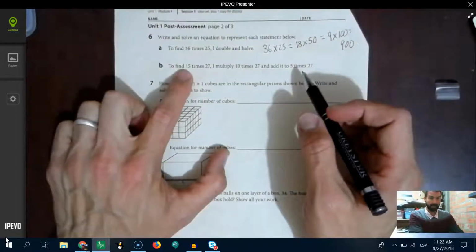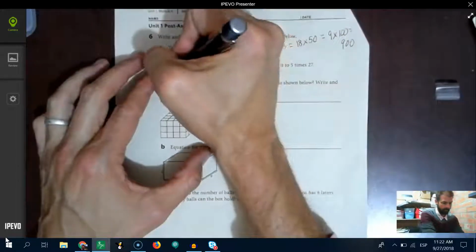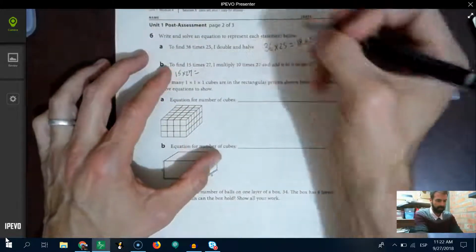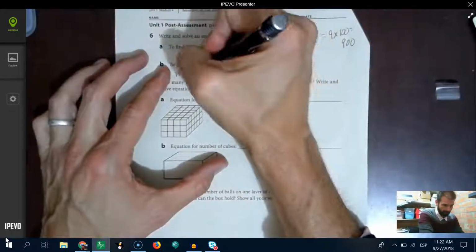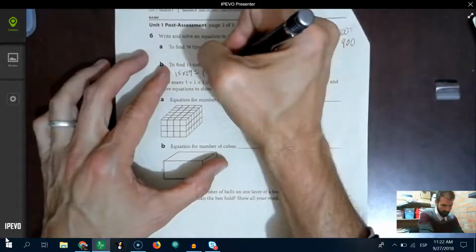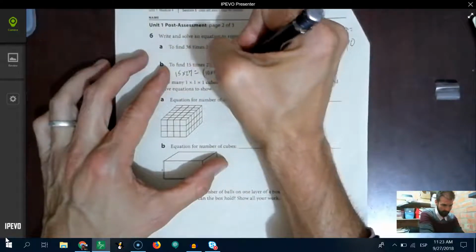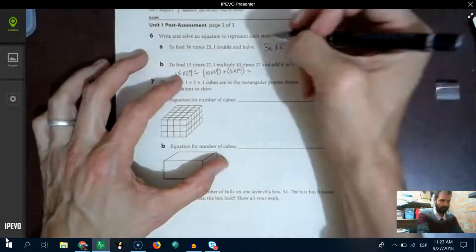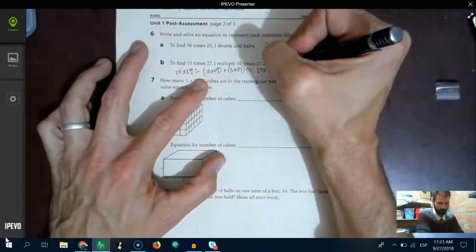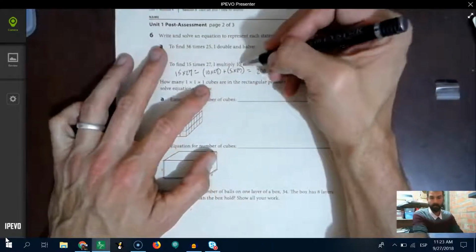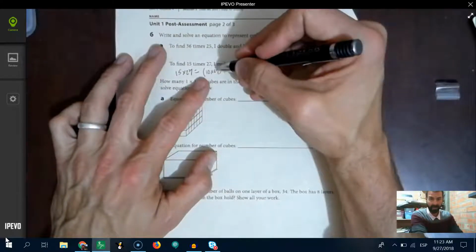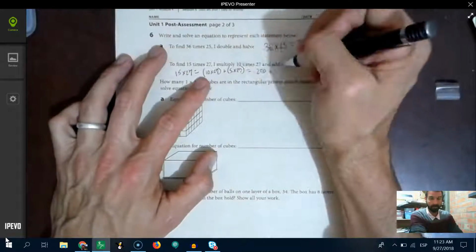To find 15 times 27, I multiply 10 times 27 and add it to 5 times 27. So that would look like 270, because that's 10 times 27, plus, I don't have to do much to figure out 5 times 27, because I understand relationships, and I understand 5 is half of 10. So my answer is going to be half.